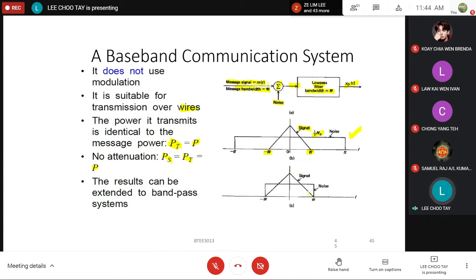After applying a low pass filter with bandwidth W, this is what we have at the output of the low pass filter. You only allow signal between minus W and W to pass, and also noise between minus W and W. How do we calculate the power of signal and the power of noise? We just need to compute the area under the curve. This one is for the signal, and for noise, it is this rectangular box here.